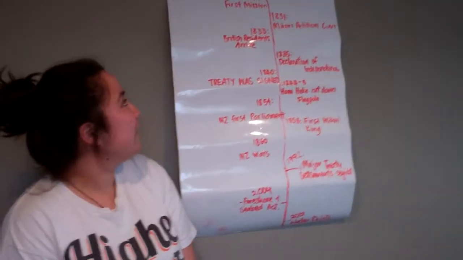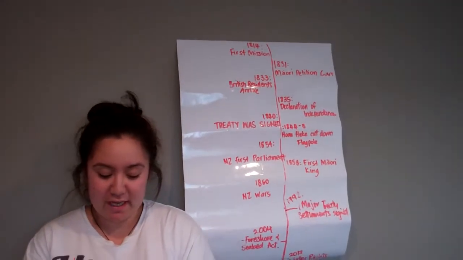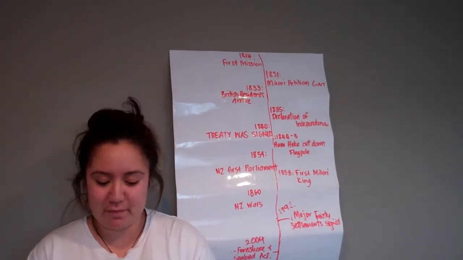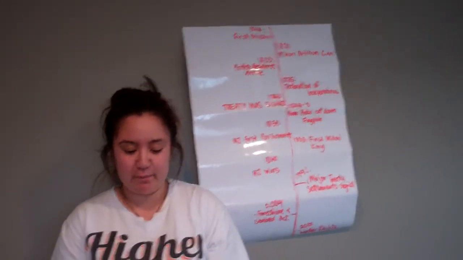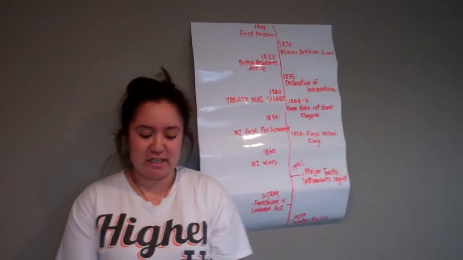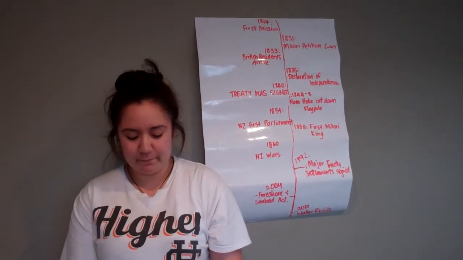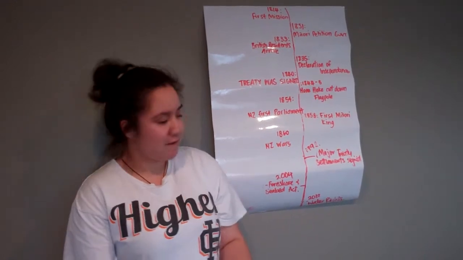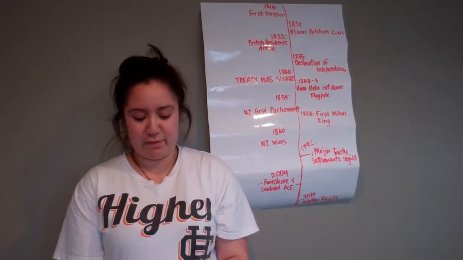Our timeline begins in 1814 with the first mission. Reverend Samuel Marsden of the Church Missionary Society preached the first sermon in New Zealand on Christmas Day, 1814.